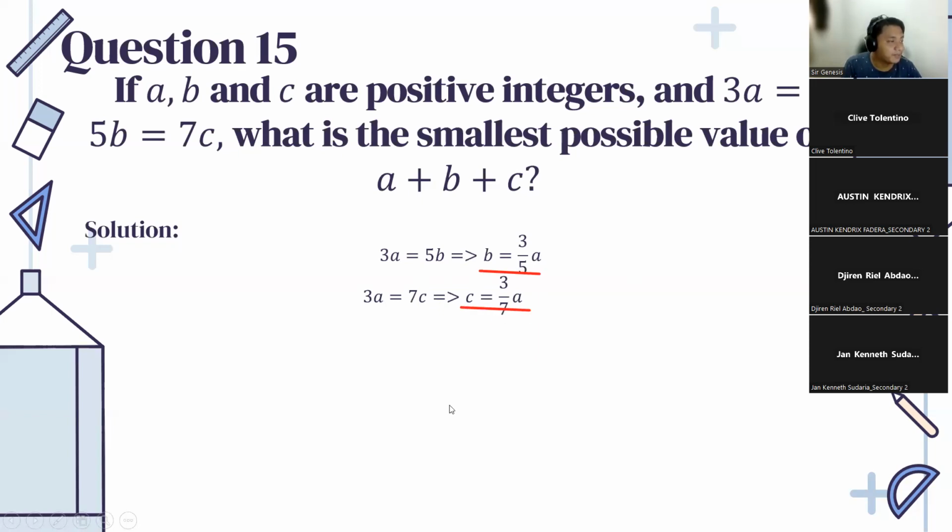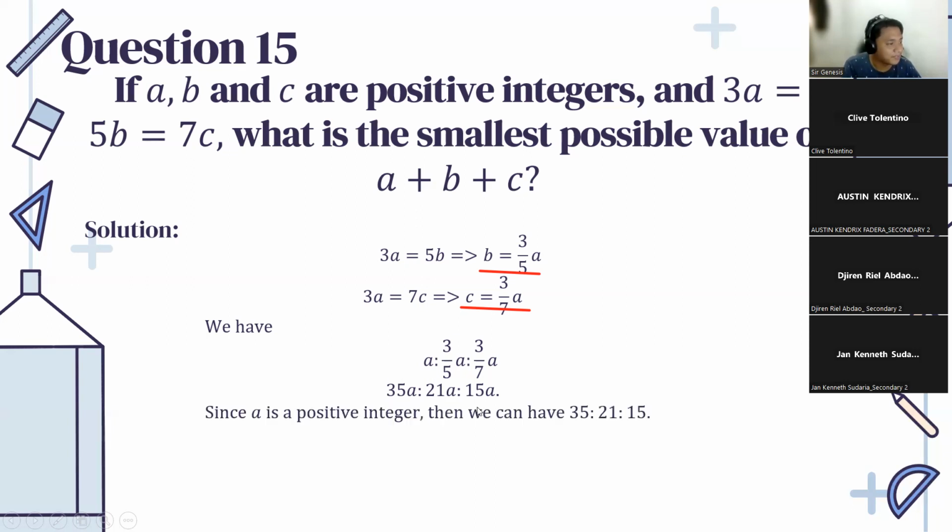Now there is a purpose there because if you try to substitute that into the equation, or we can just try to express it as a ratio, that will be a is to 3/5 a is to 3 over 7 a. Now, if we multiply by the least common denominator, we can actually express that as 35a is to 21a is to 15a, or just 35 is to 21 is to 15.